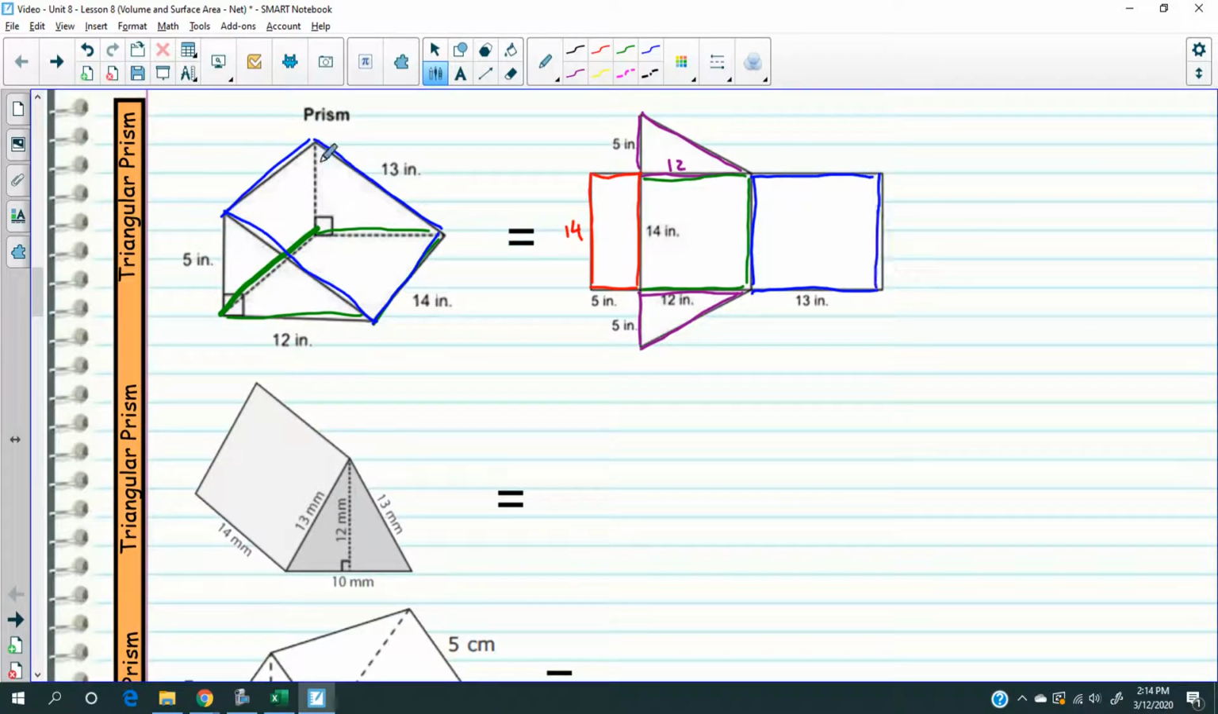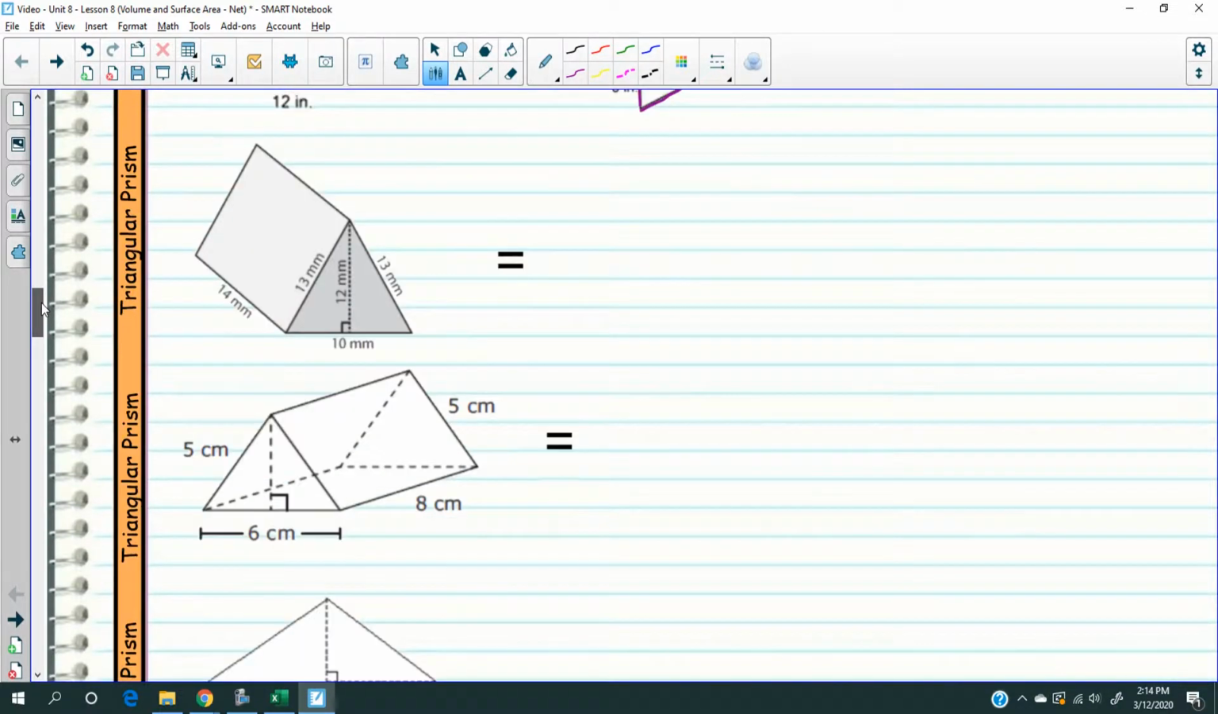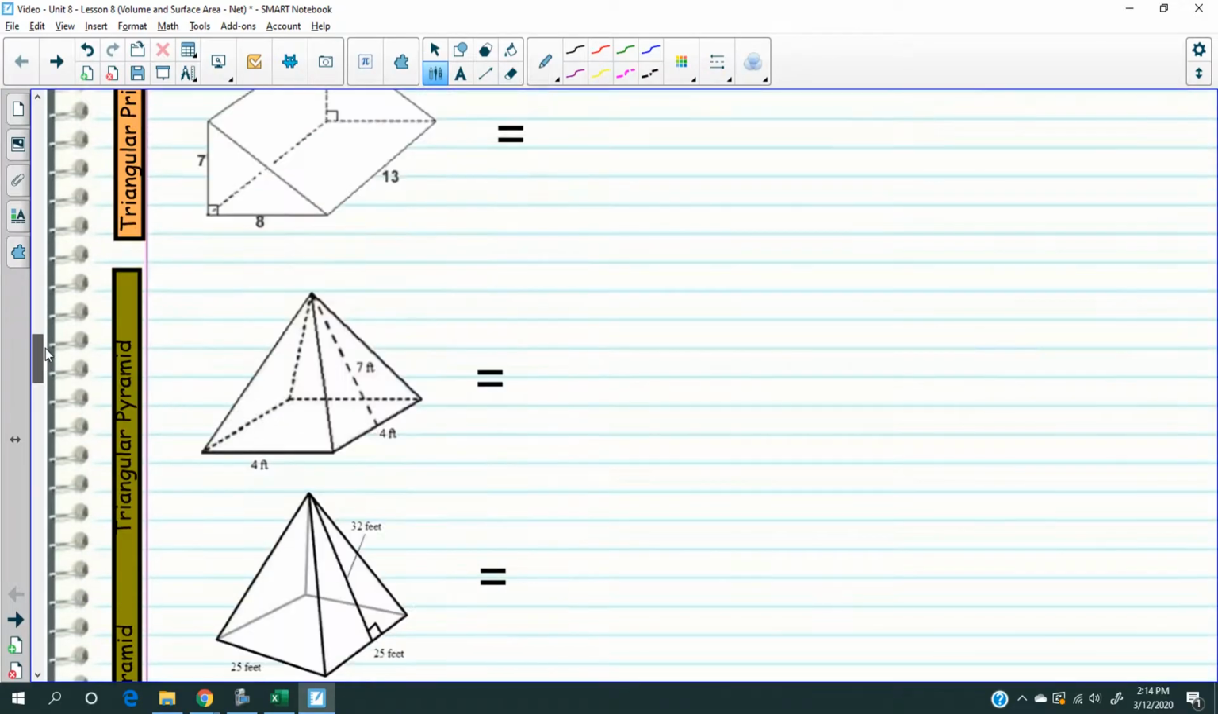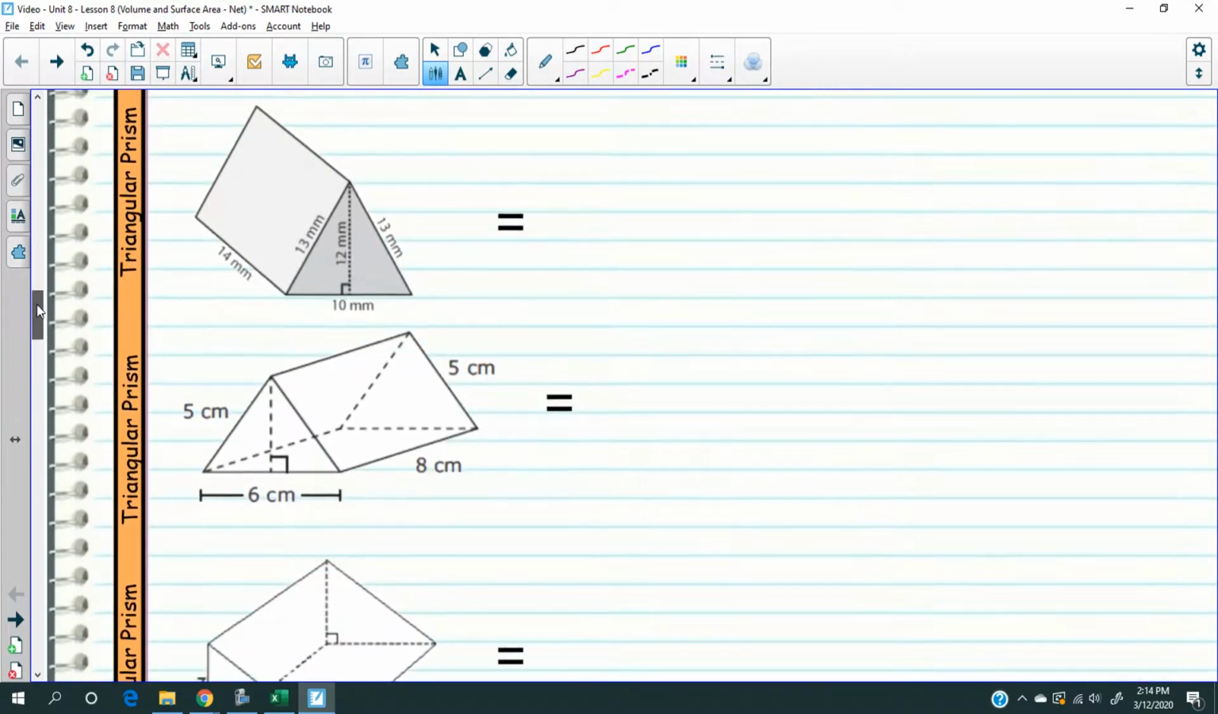All right, so that's a 13 by 14, as you can see, right? 13, 14. Okay, all right. So try these two on your own. Oh, there's 3. Yeah, try 2 of these on your own. Okay, press pause and then press resume when you're ready. Okay, all right, here we go.